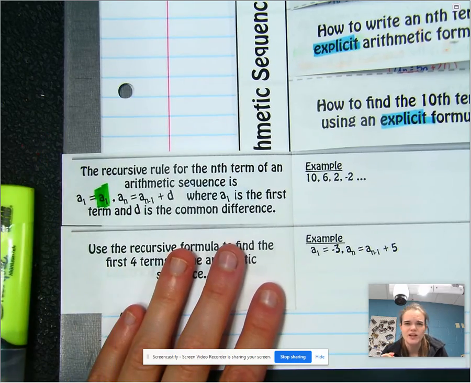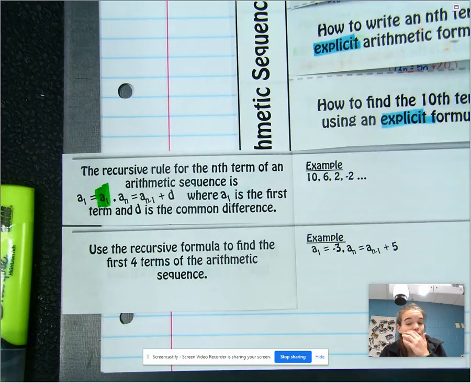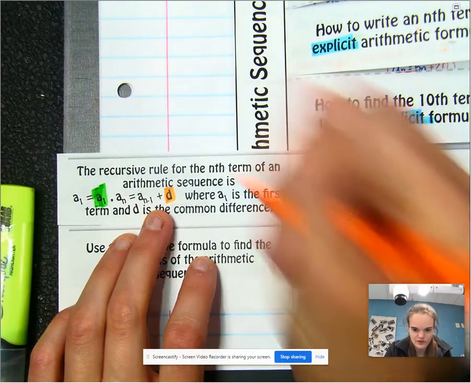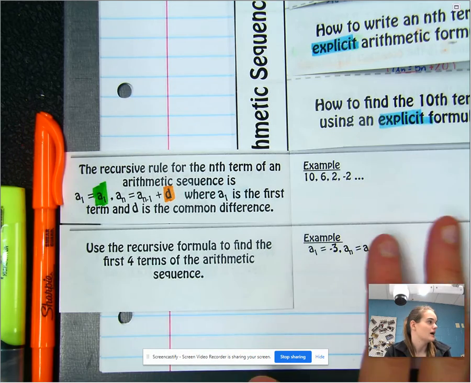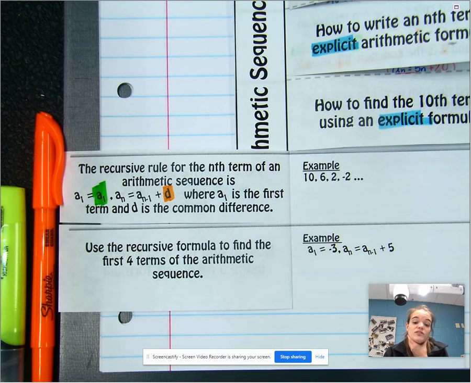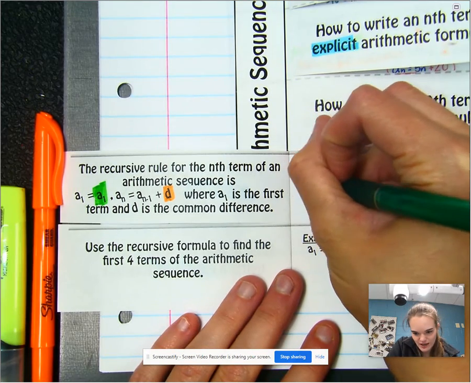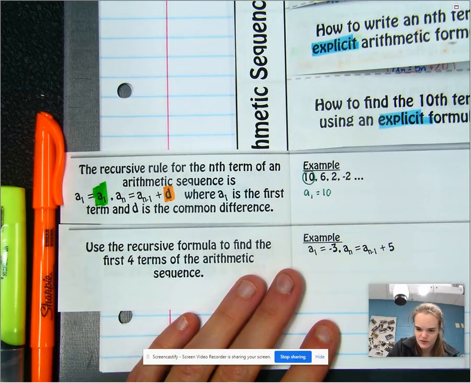And then we put a comma. We're going to skip a line. A sub n equals a sub n minus 1. Remember yesterday when we had f of n minus 1 and that meant the one before? Well, that's what that means. Plus d. D is the difference. Just like before, a sub 1 and d mean the same thing. Okay, we're going to identify them and write the recursive rule. You do not have to simplify a recursive formula. You can't simplify it. Okay, let's go ahead and identify a sub 1, which is 10, and then the difference.